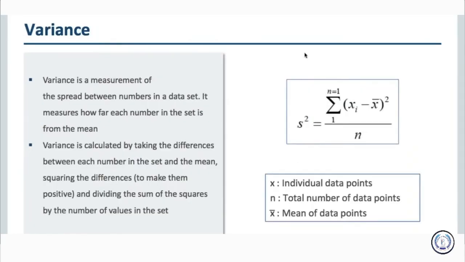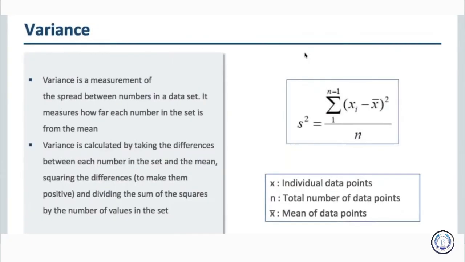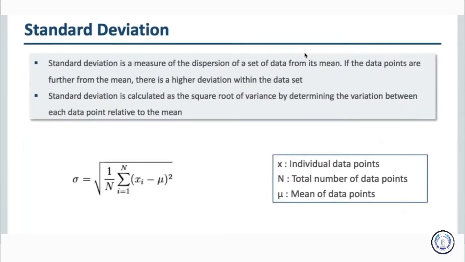So as I told you, variance is a measure of the spread between numbers in a data set. It measures how far each number in the set is from the mean. Similarly, standard deviation is a measure of the dispersion of a set of data from its mean. So basically, variance is at an individual level, and the deviation is for the whole data set. If the data points are very far from the mean, then the deviation is very high.